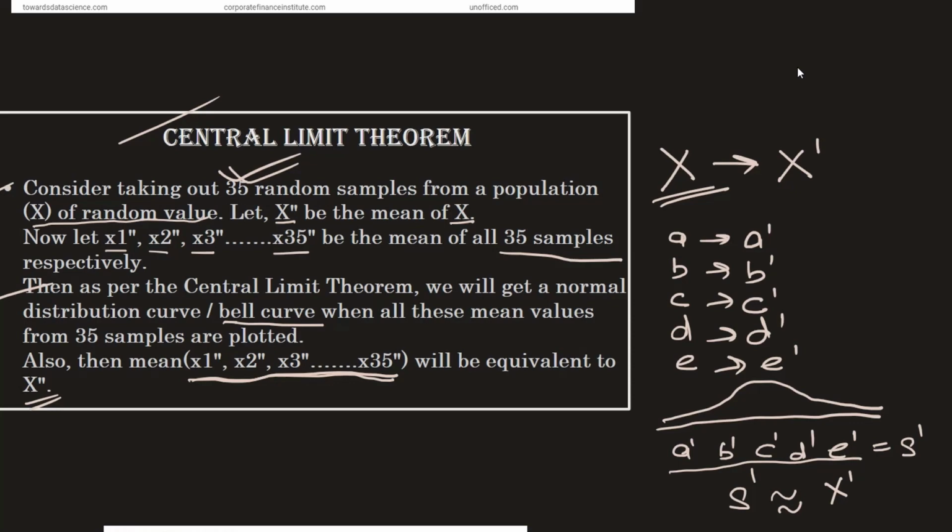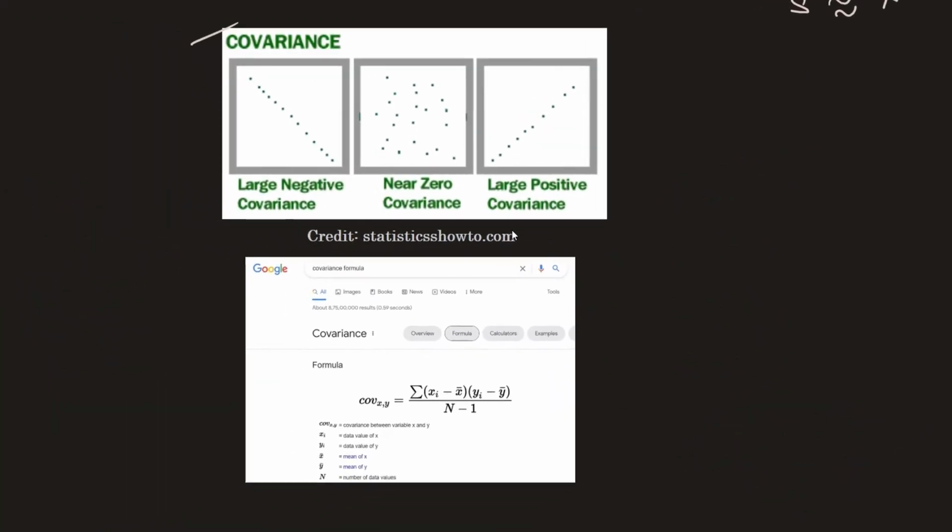If you found this explanation or example helpful, then you can also use this example in your interview if you are being asked about the central limit theorem. And now let's move on to the next topic. Let's quickly cover covariance as well.